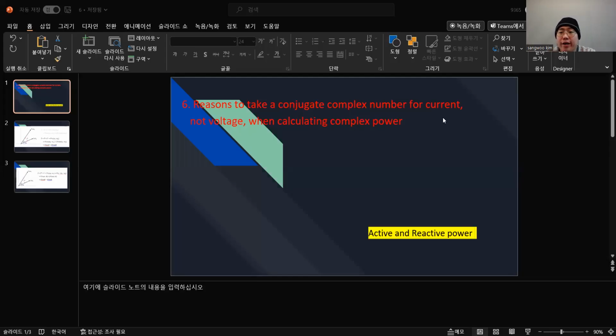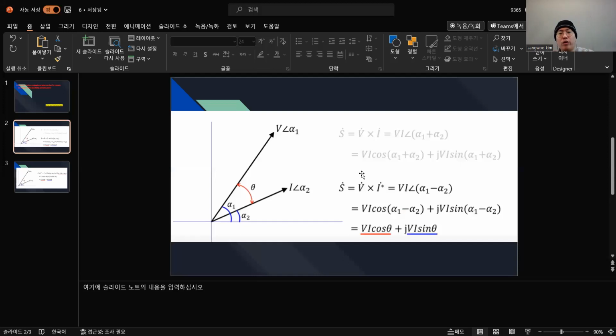Hey guys, today we will learn about the reasons to take a conjugate on the complex number for current, not voltage, when we calculate the complex power. Let's see. So, let's move on.